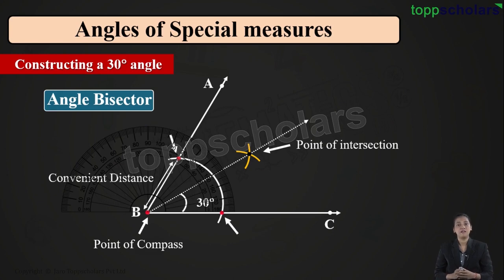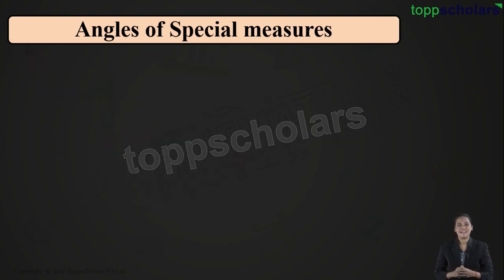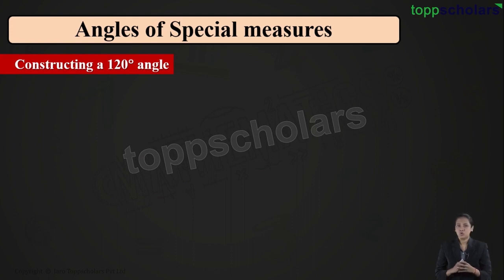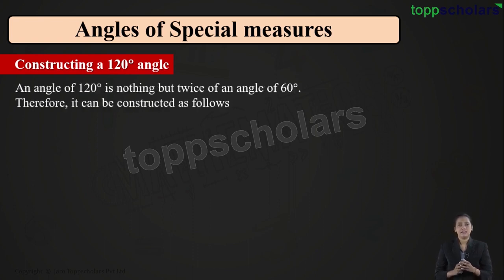Yes. So this is how we have to construct an angle of 30 degree. Isn't it interesting and easy? Yes. Let's see another angle now. Now it is constructing an angle of 120 degree. So, 120 degree means what? It is nothing but twice the angle of 60 degree. Isn't it right, students? It is twice the angle of 60 degree. Therefore, it can be constructed as follows. So, let's see.